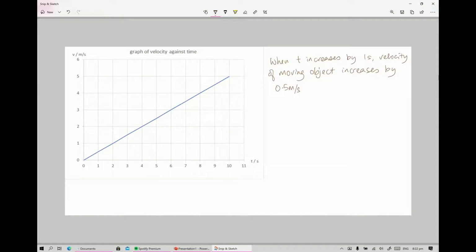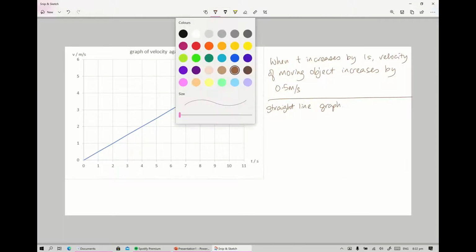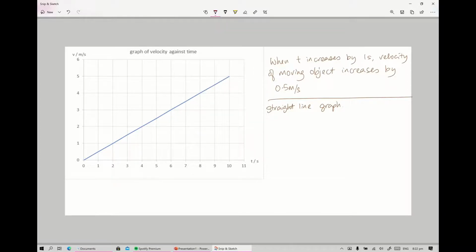Now, if you look at the shape of this graph, it's a straight line graph. Right, so when we say it's a straight line graph, it merely means that gradient at every point is the same. Okay, gradient at every point is the same. And I can show it to you now on the spot. Gradient at every point is the same.